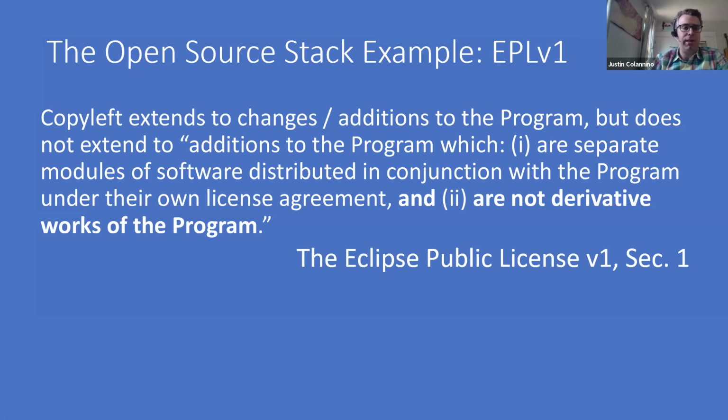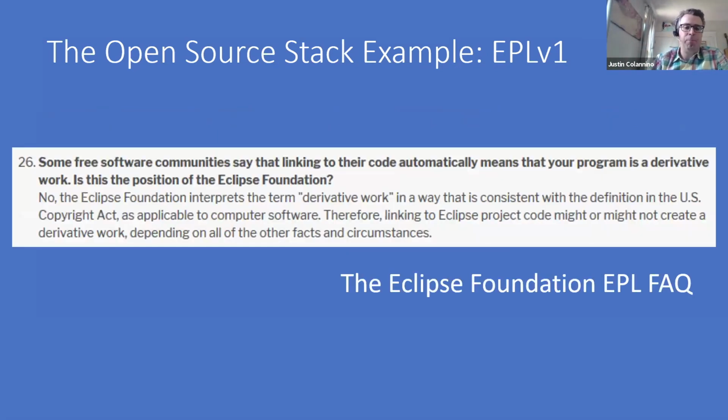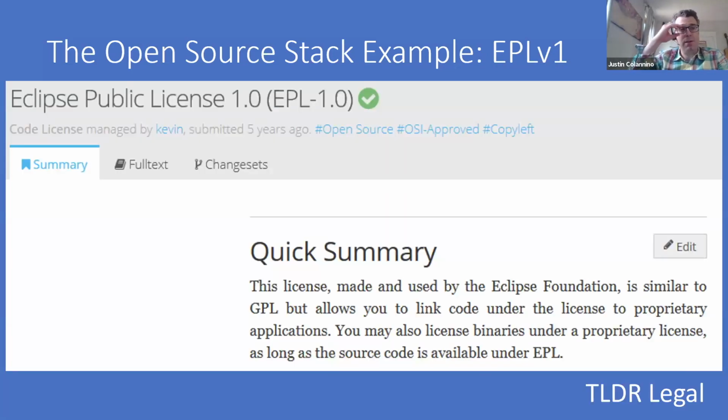Well, let's ask the Eclipse Foundation. They're the license steward. They just punt it and say it's whatever it is under US law. That's great. Well, let's go to TLDR Legal. TLDR Legal has a quick summary that says the license allows you to link code to proprietary applications. Well, if the Eclipse Foundation wasn't willing to say that, why is TLDR Legal willing to do it? There's a green check mark there. That means it's been reviewed by a fancy lawyer at a fancy law firm. And why would that fancy lawyer feel comfortable with this?